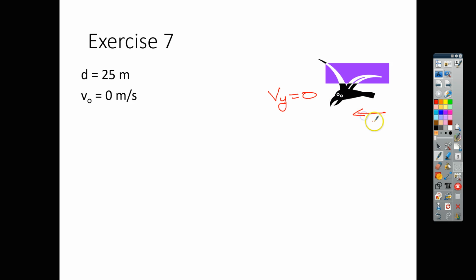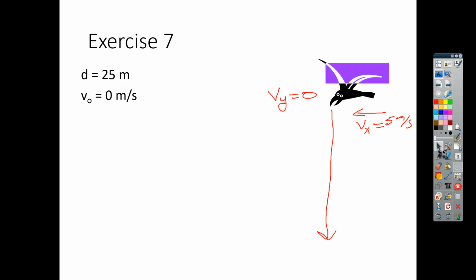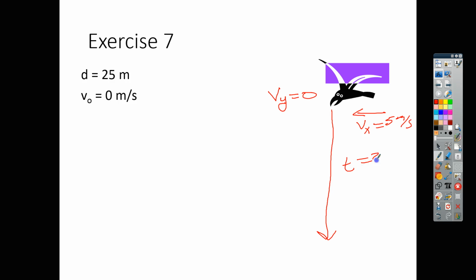Even though the seagull might be flying in the x direction at, let's say, 5 meters per second, it is not moving up and down. So our y speed is 0. That clam, he will drop then, or she will drop it. And we want to know how long does it take for that clam to fall.